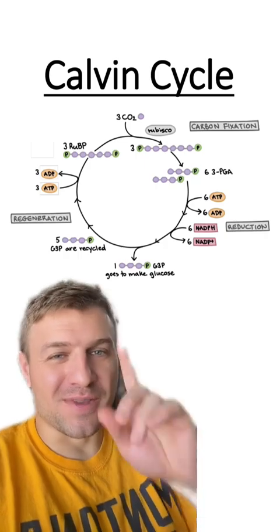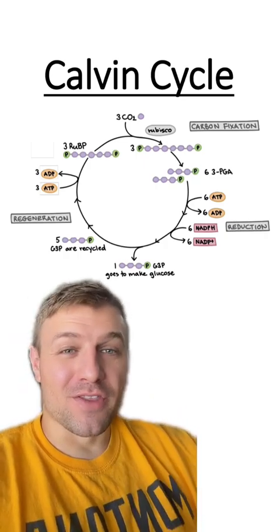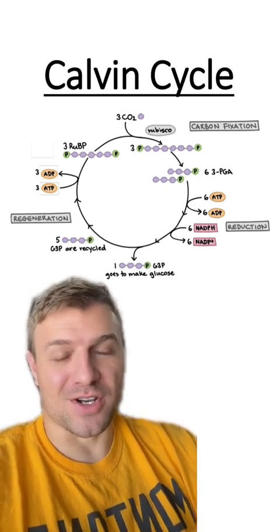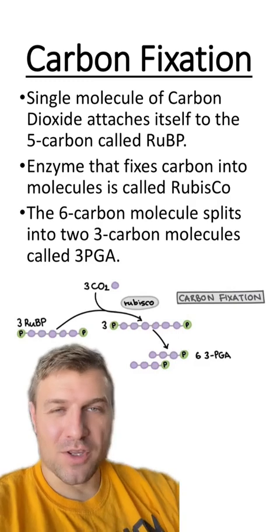Don't get too overwhelmed, but this is the Calvin cycle. I'm going to go over the three main parts. The three main parts are carbon fixation, reduction, and regeneration of RuBP. All right, let's start with carbon fixation.